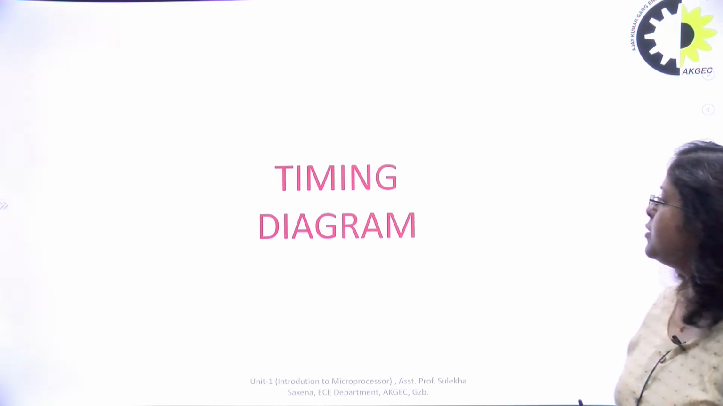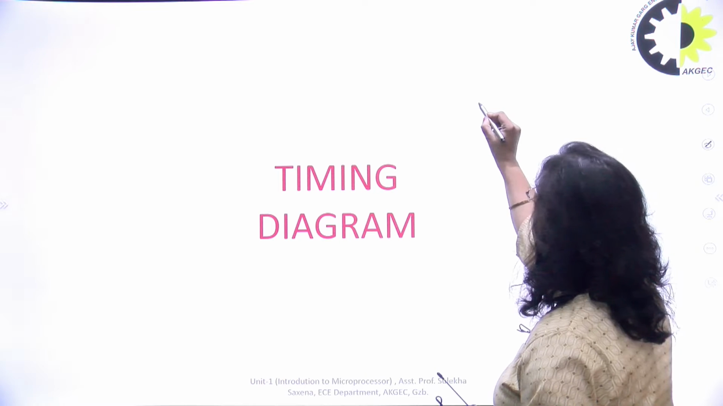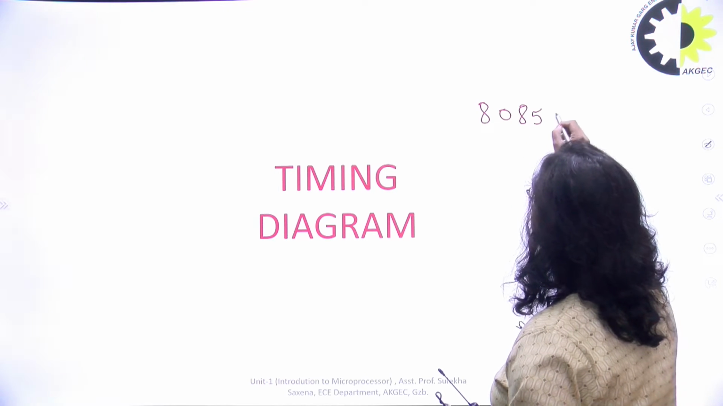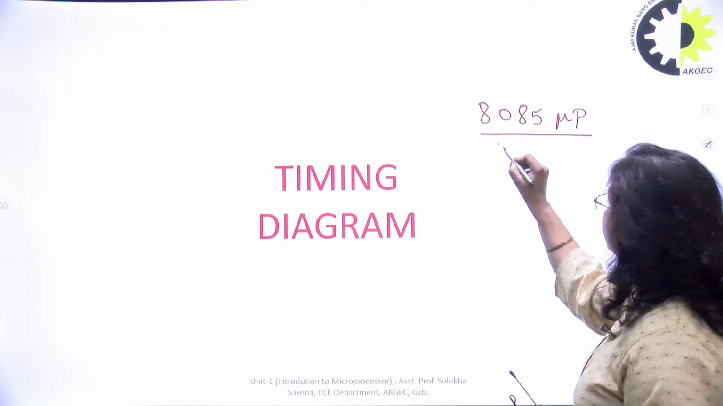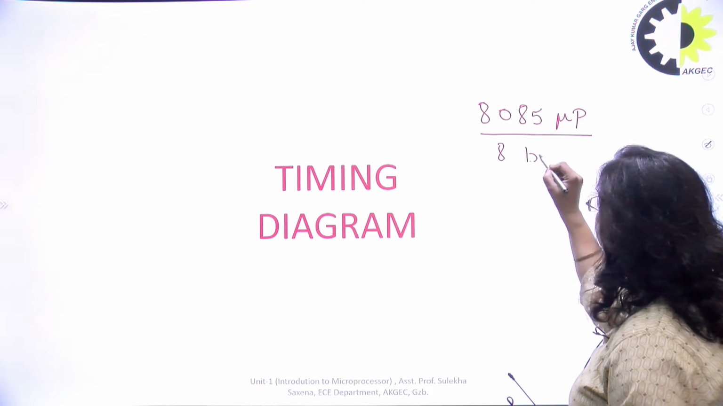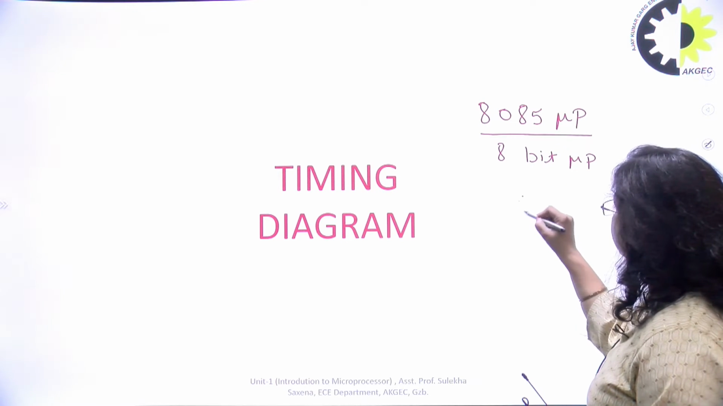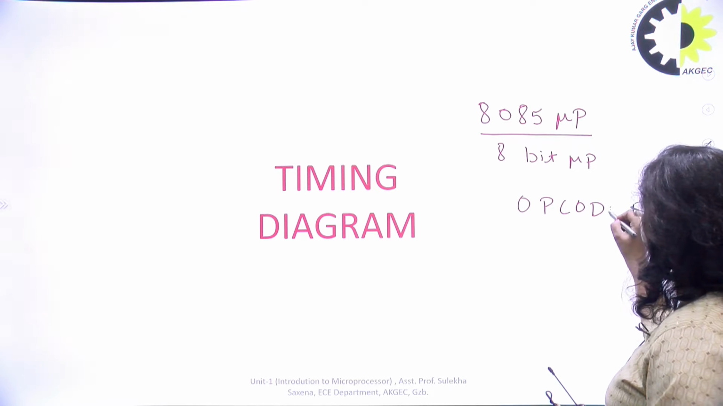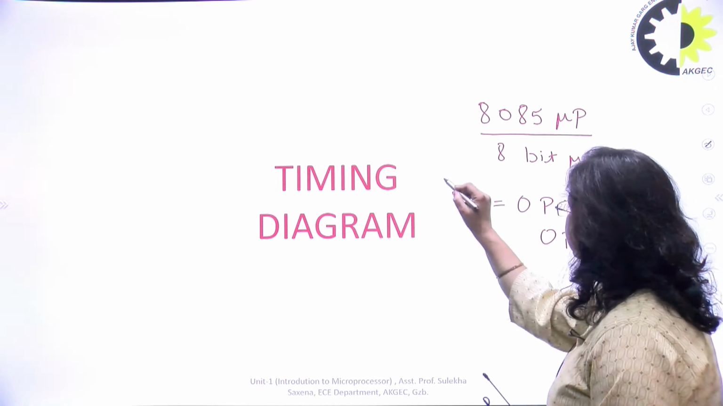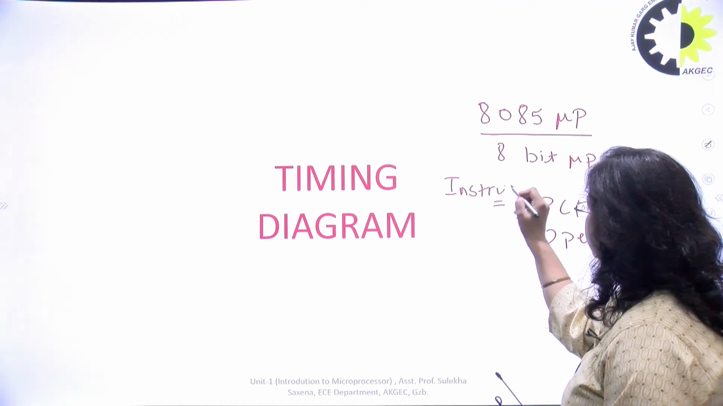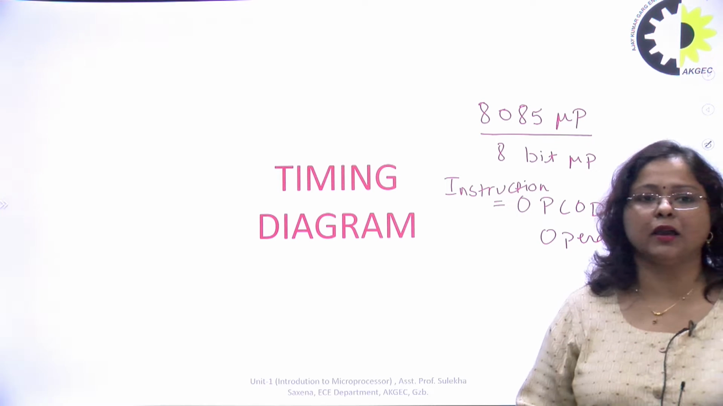So, first of all, as we all know, 8085 is an 8-bit microprocessor which performs various functions based on instructions provided by the user. An instruction consists of two parts, that is opcode plus operand, and the time taken to complete one instruction is defined by the timing diagram.